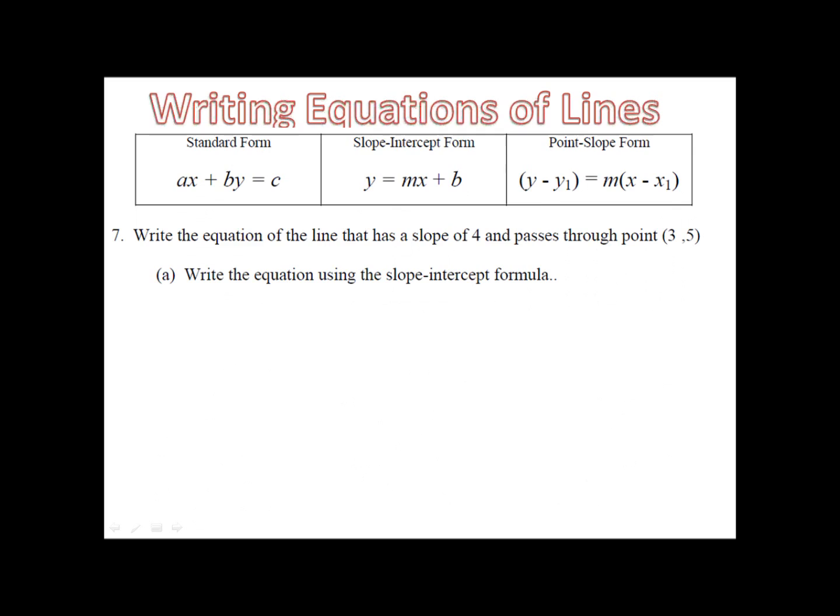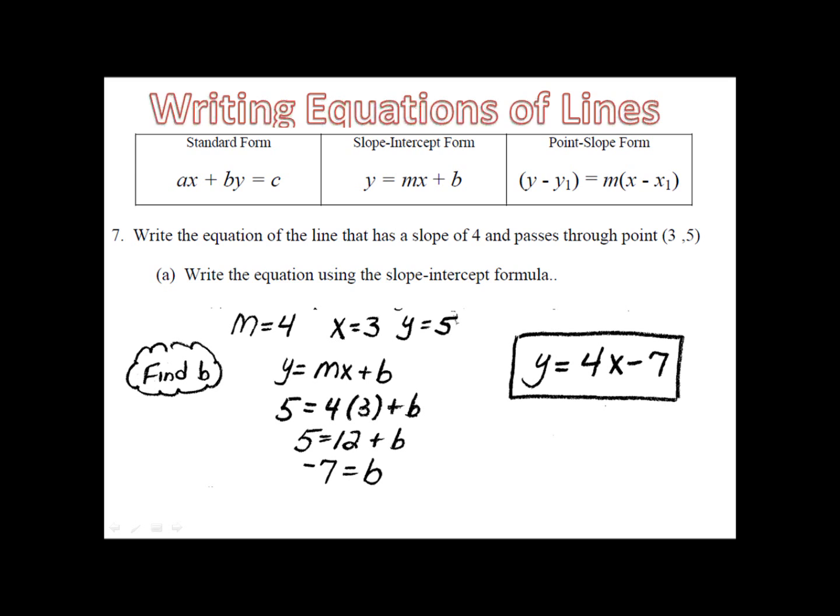If you have a point and the slope, you can actually approach writing the equation in a couple of different ways. The first option is to use the slope-intercept formula, y equals mx plus b. We begin by identifying the slope, which is 4, the x value in our ordered pair, which is 3, and the y value, which is 5.